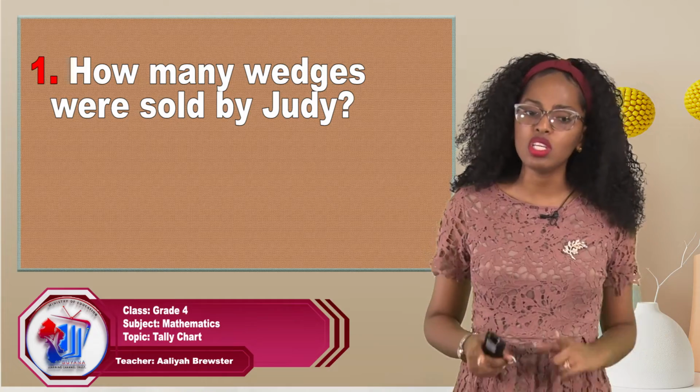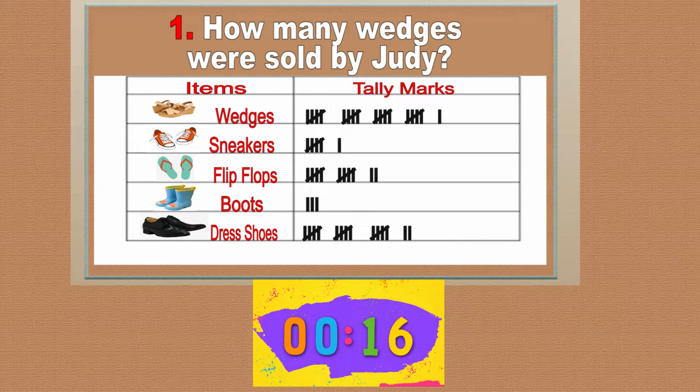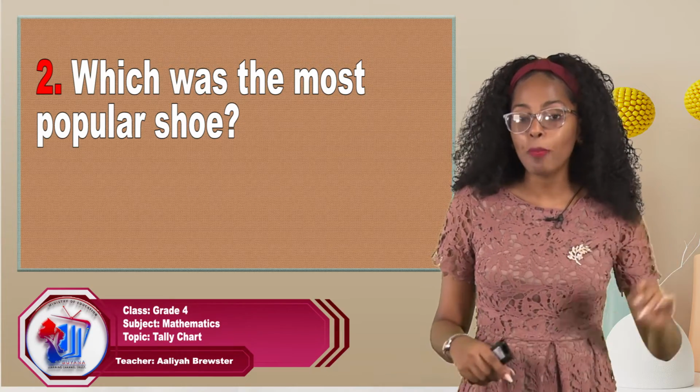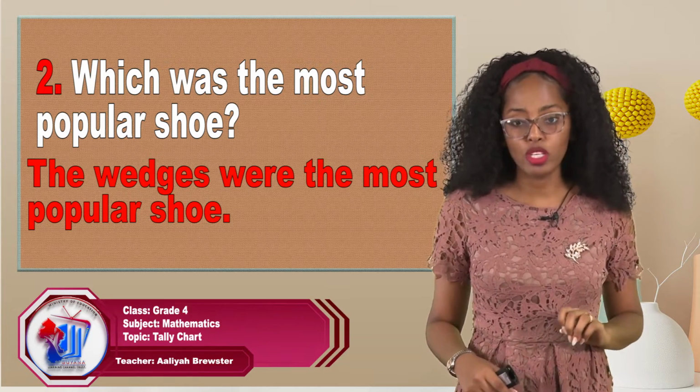How many wedges were sold by Judy? Think. How many wedges were sold by Judy? The answer, 21 wedges were sold by Judy. Question 2. Which was the most popular shoe? The wedges was the most popular shoe.